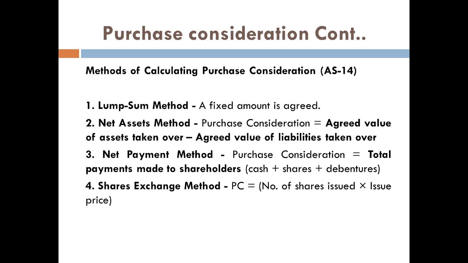Methods of calculating purchase consideration. We have 4 different methods. First one is the lump sum method. An agreed amount is paid by the buying company to the selling company. Then we have the net asset method, where the purchase consideration is the agreed value of assets taken over minus the agreed value of liabilities taken over. The difference between the revalued assets and revalued liabilities is nothing but the net asset method.